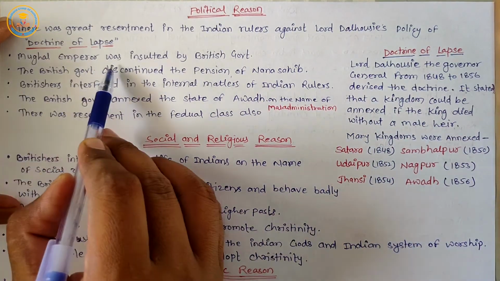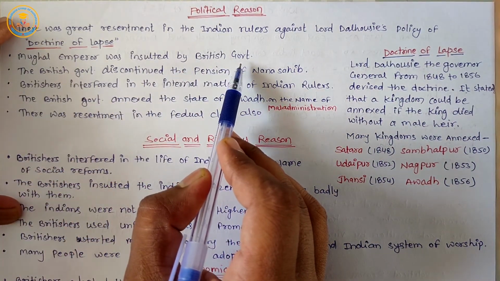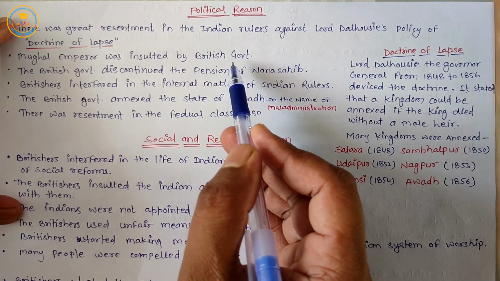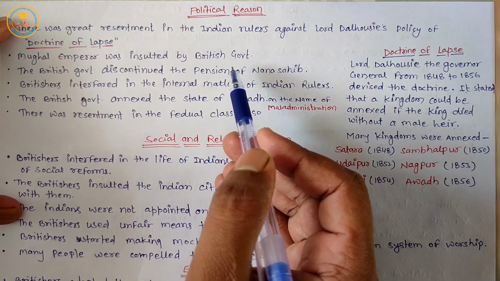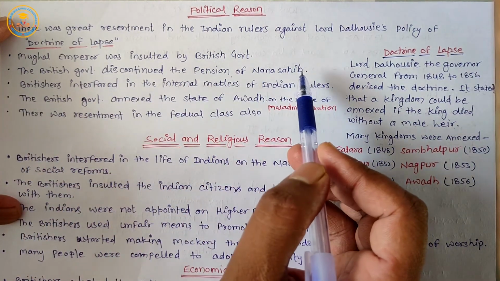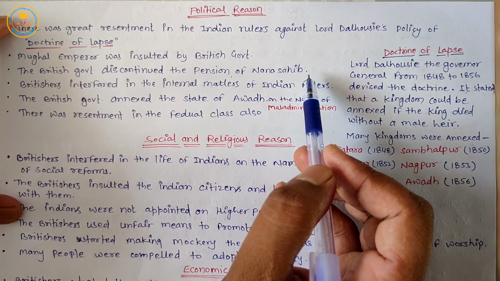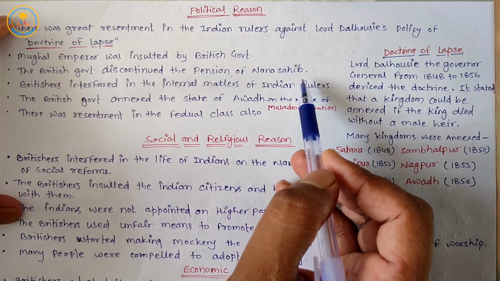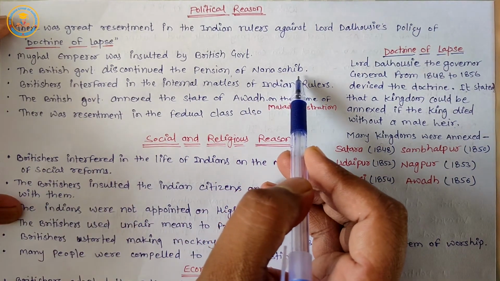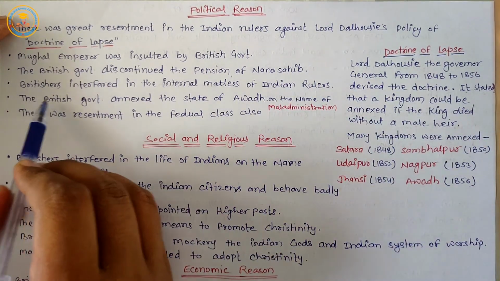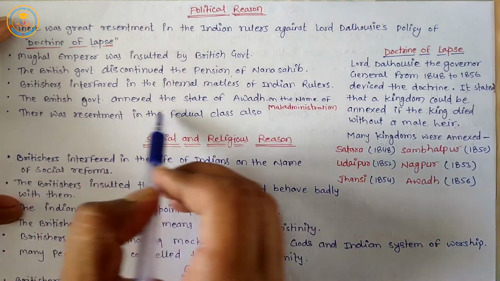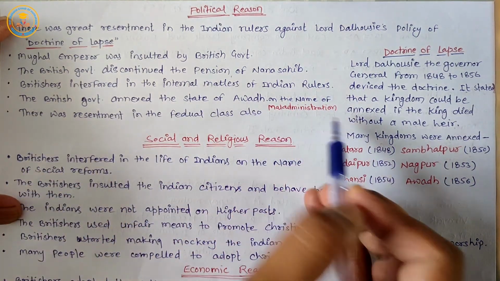Second reason was that the Mughal emperor was insulted by the British government; he was imprisoned and sent to Rangoon. The British government discontinued the pension of Nana Sahib, the adopted son of Peshwa Bajirao II. The Britishers interfered in the internal matters of Indian rulers. The British government annexed the state of Awadh in the name of maladministration.